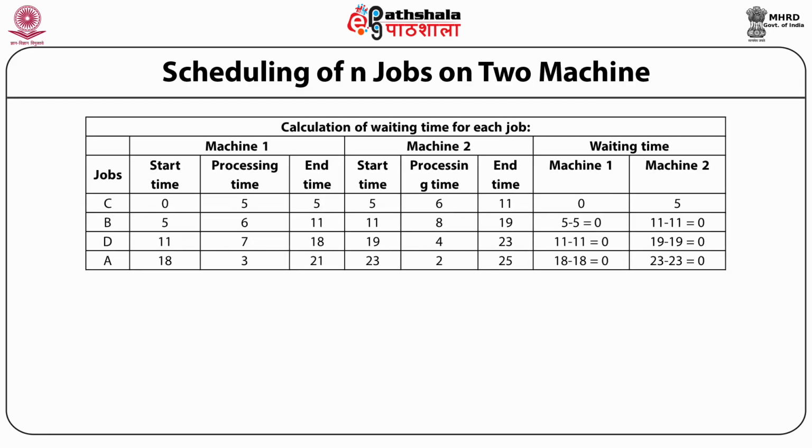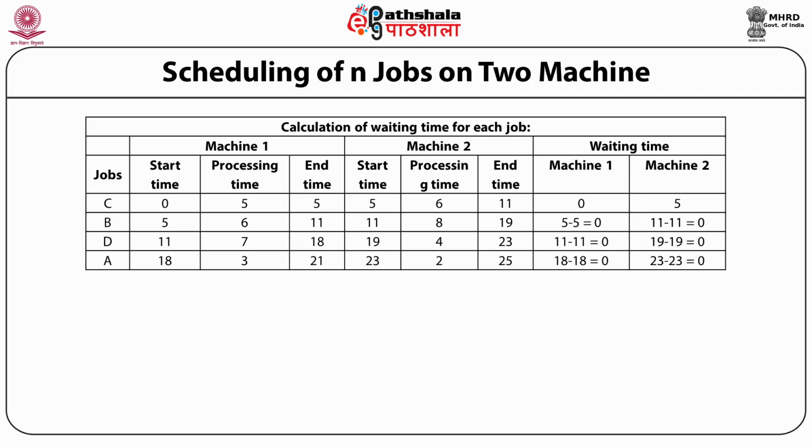Calculation of waiting time for each job. Job C, start time 0, processing time 5, end time 5; machine 2, start time 5, processing time 6, end time 11. So waiting time for machine 1 is 0, machine 2 is 5. Job B, machine 1, start time 5, processing time 6, end time 11. Machine 2, start time 11, processing time 8, end time 19. So waiting time for machine 1 is 0, machine 2 is 11 minus 11, 0. Job D, start time 11, processing time 7, end time 18. Machine 2, start time 19, processing time 4, end time 23. So waiting time machine 1 is 11 minus 11, 0, machine 2 is 19 minus 19, 0.